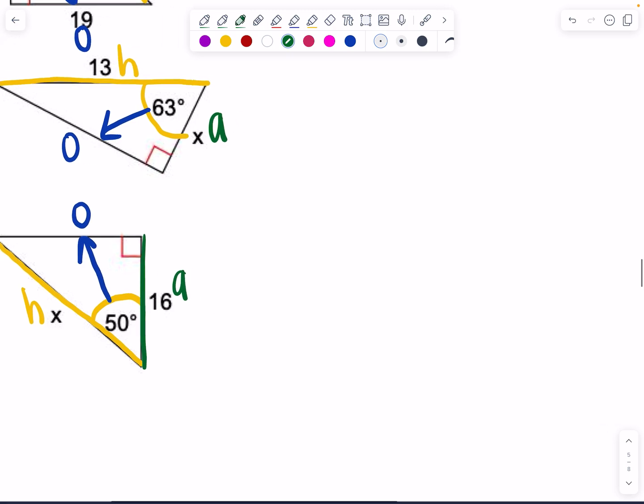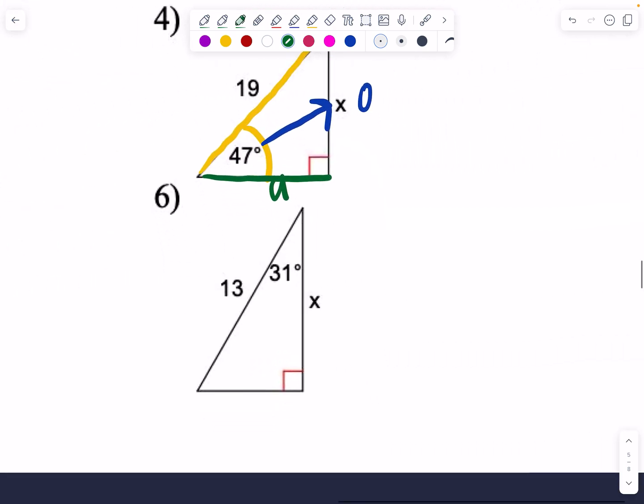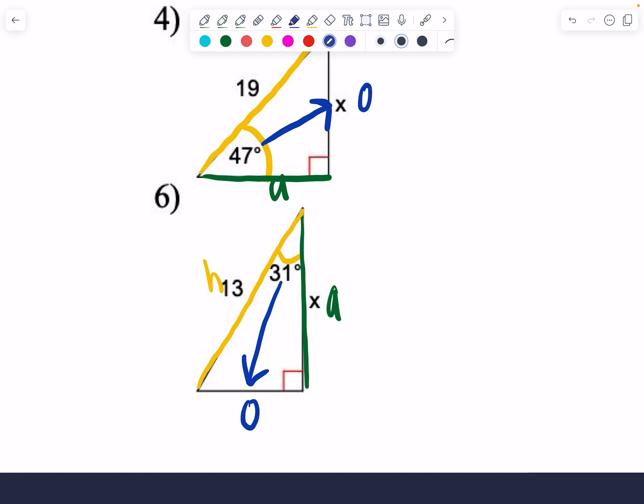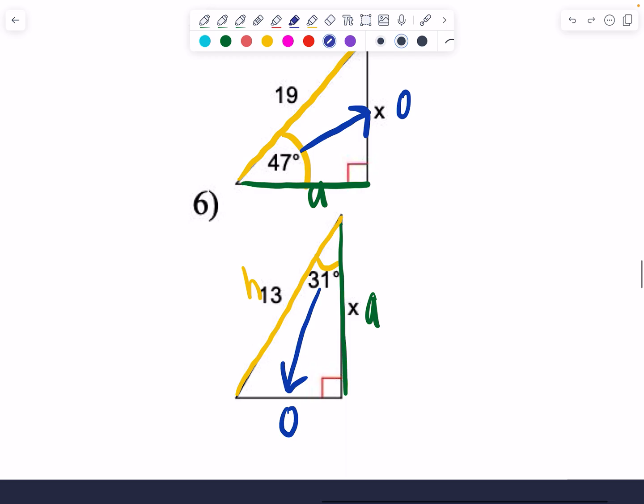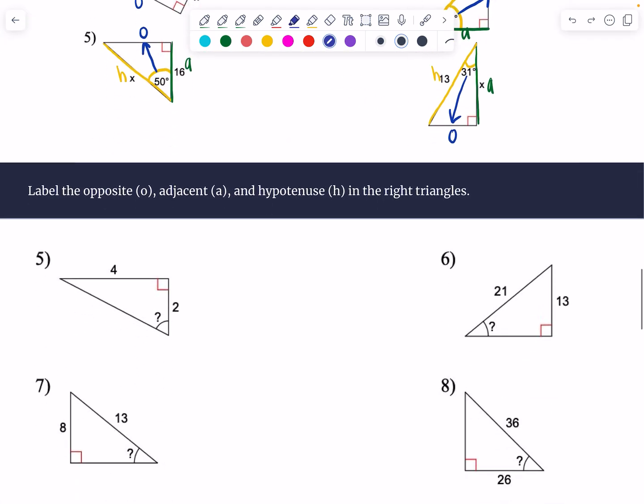Again, we can use our colors. Here's my hypotenuse. The 13 is the biggest side. We're going from the 31-degree angle. So from the 31-degree angle, that forces this piece to be the opposite, which forces this piece to be the adjacent. You can kind of tell it makes a crocodile's mouth when it outlines the angle. This piece is always going to be eating the opposite. All right, so this is just getting us used to this. We're going to be practicing this a lot.